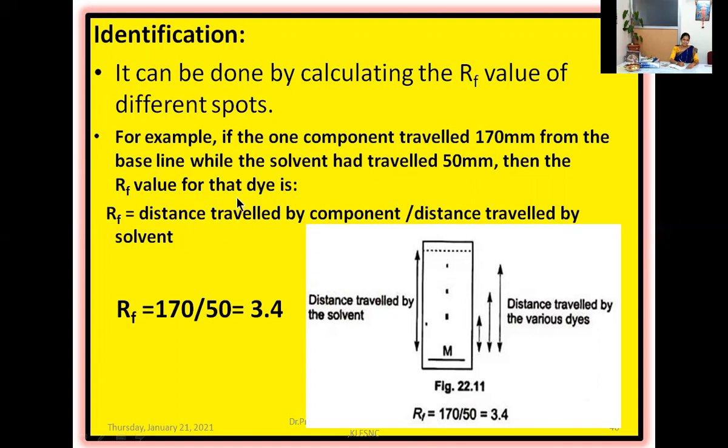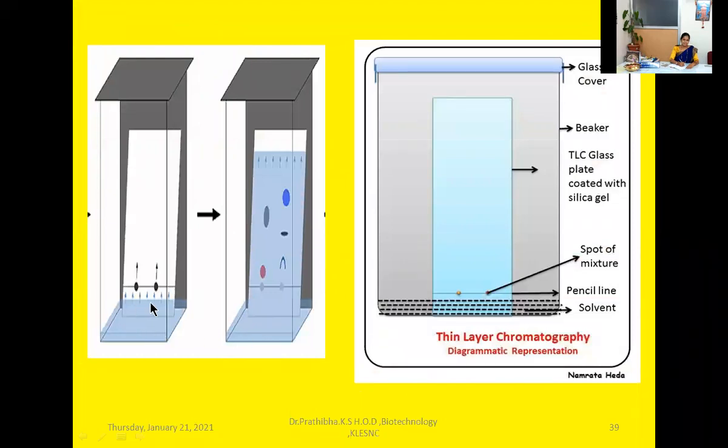Then the RF value is equal to the distance traveled by the component, where you have spotted the component, divided by the distance traveled by the solvent. This solvent was here, and after a certain time of incubation, the solvent has moved. So I need to take this. The distance traveled by the solvent and the distance traveled by the component, you need to measure using a scale, and then you are going to get the RF value.